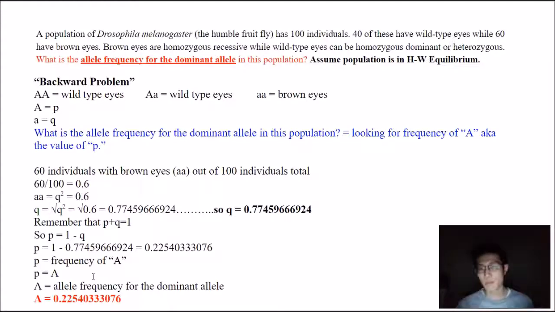This particular problem is very interesting because it's what I consider a work backwards problem, where you already know that the population is in Hardy-Weinberg equilibrium, and you're simply working backwards to figure out what the other genotypes or the other allele frequencies are. And if you can do this kind of problem and the forward type of problem, you can pretty much solve most, if not all, of the Hardy-Weinberg questions that you usually will get in an introductory biology classroom.